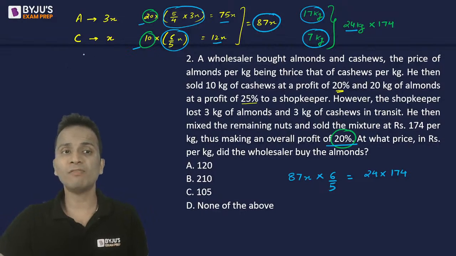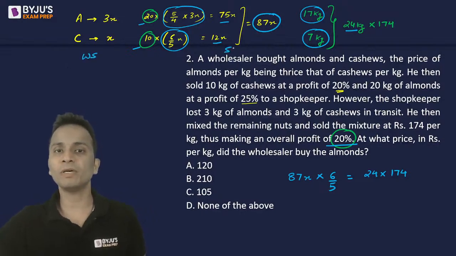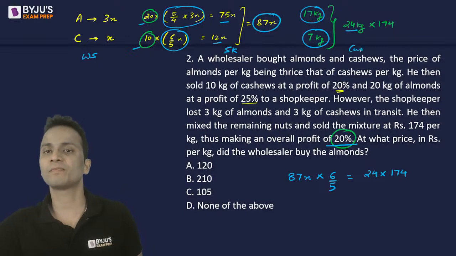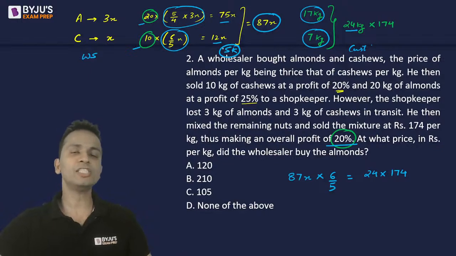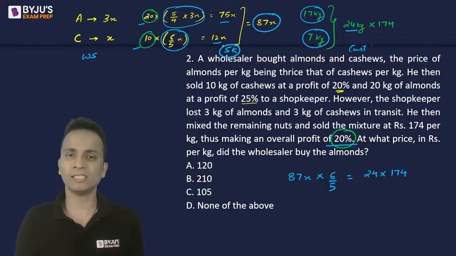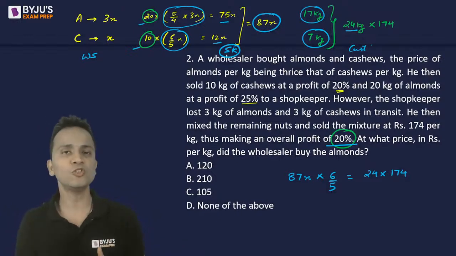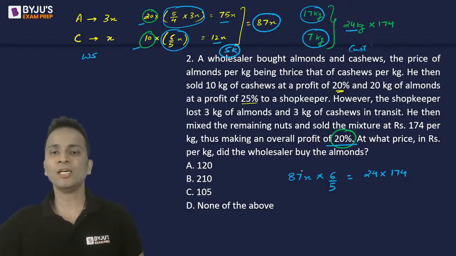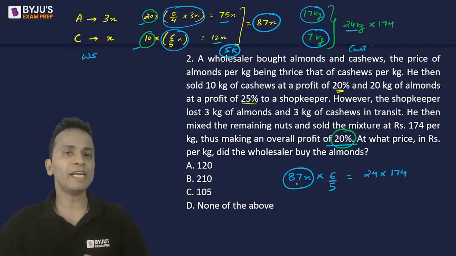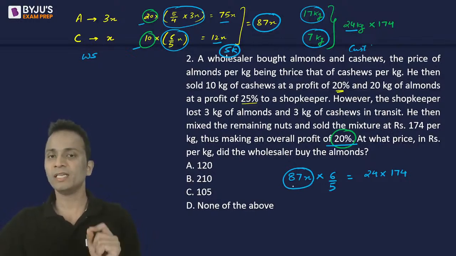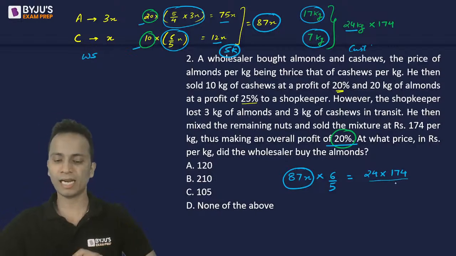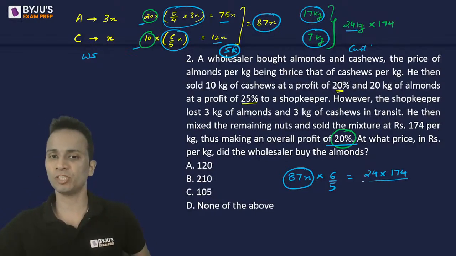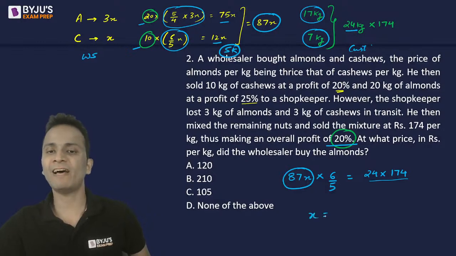So here we have the wholesaler, then the shopkeeper, and then the customer. The shopkeeper paid for 30 kg, but he lost 6 kgs in the transit, and hence he is left with only 24 kgs. So 87x is the money paid by the shopkeeper. Now he sells it to the customers at a profit of 20 percent, and this is the selling price that is being paid by the customers. So now you can solve it and get the value of x.